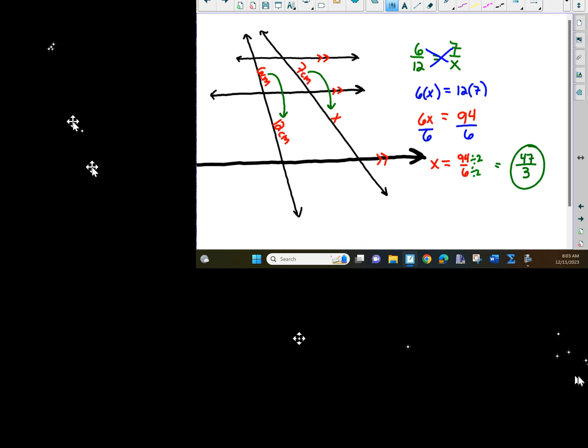So 47 thirds. Now if you want to write that as, no decimal answers this unit, if you had to, you could write this answer as 16 and 1/3. But you might as well, since I'm doing no decimals, just leave it as an improper fraction. That's what we use in algebra anyways, improper fractions and not mixed numbers.